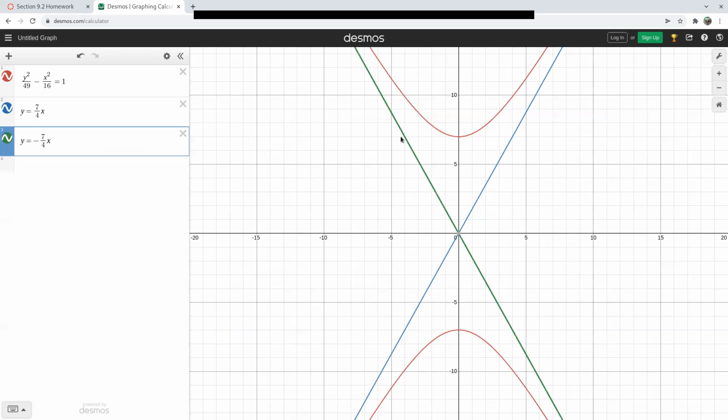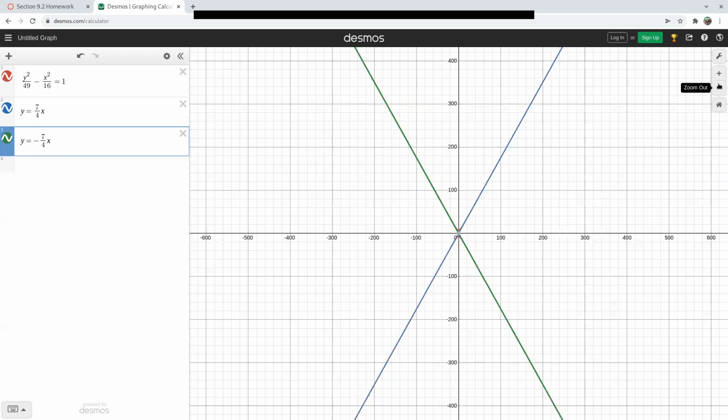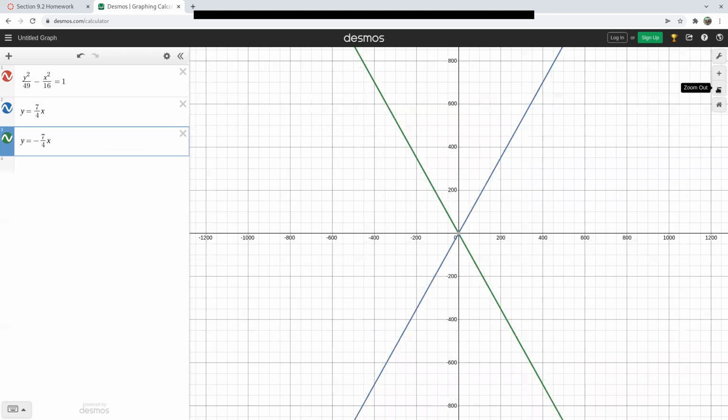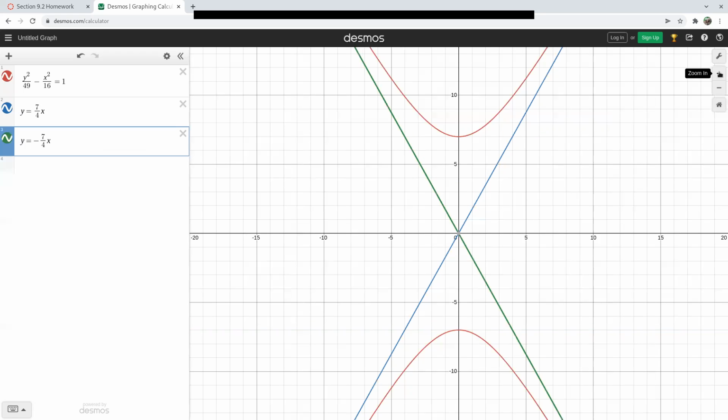And so this hyperbola has to live in between those. If we zoom out in the big picture, it looks like a big X. You can hardly see the curves in the middle there. And if we zoom back in, we can see the vertices at y equals 7, x equals 0, and y equals -7, x equals 0 there.